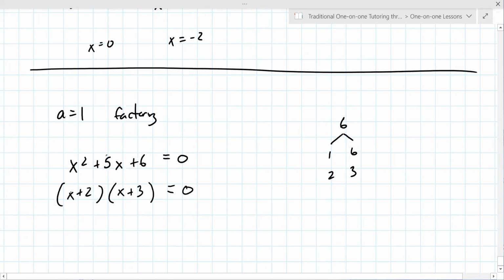The reason it's not squared is that when you FOIL it, that's when you get the squared. So it's just setting each of these equal to 0: x plus 2 equals 0, x plus 3 equals 0. And then you subtract the 2 and subtract the 3. X equals -2, x equals -3.